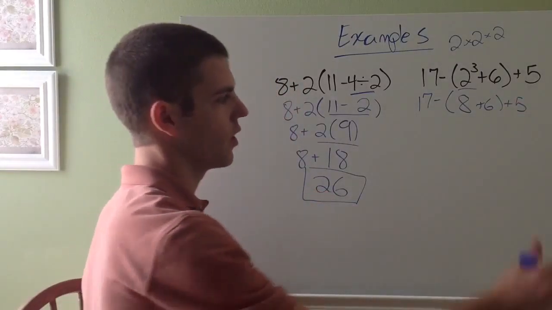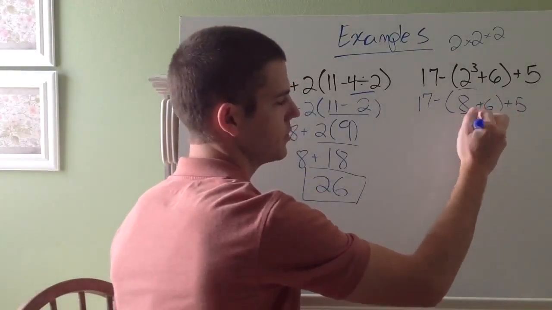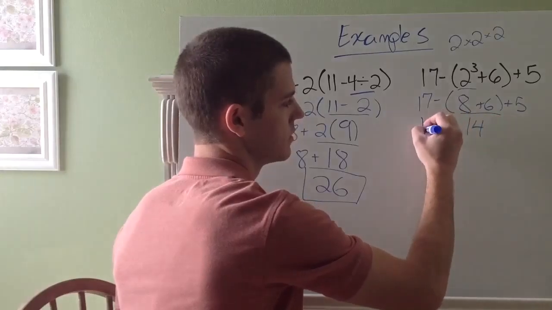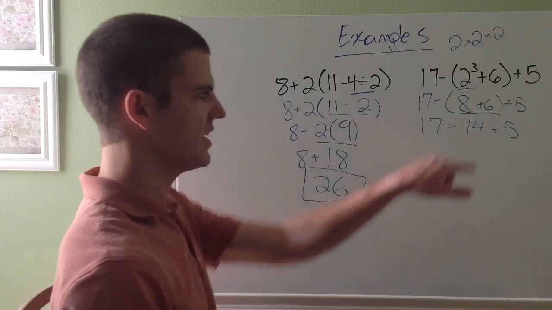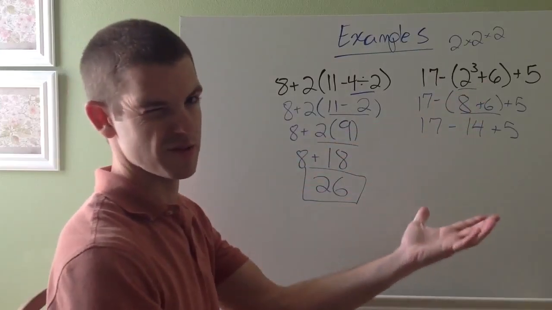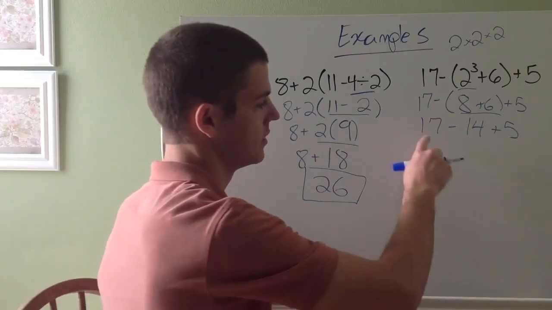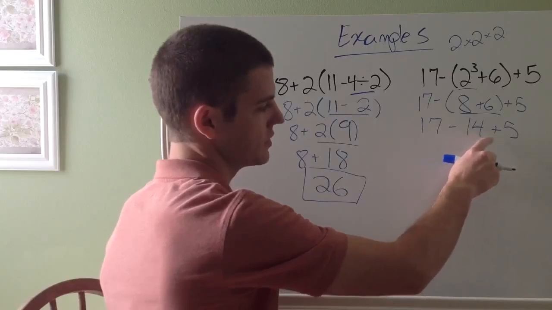I've rewritten the rest of the problem. I'm going to finish out my parentheses. 8 plus 6 is 14. Rewrite everything else. Now I dropped the parentheses off after that because I was done with them. You can do that if you'd like. 17 minus 14 plus 5.